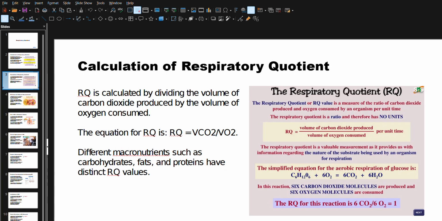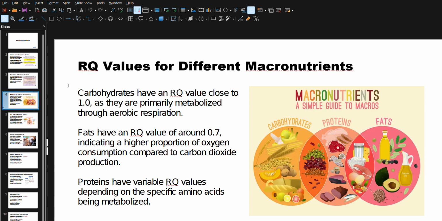So what is the calculation of respiratory quotient? RQ can be calculated by dividing the volume of carbon dioxide produced by the volume of oxygen consumed. Different macronutrients such as carbohydrates, fats and proteins have distinct RQ values. Next, we'll see RQ values for different macronutrients.